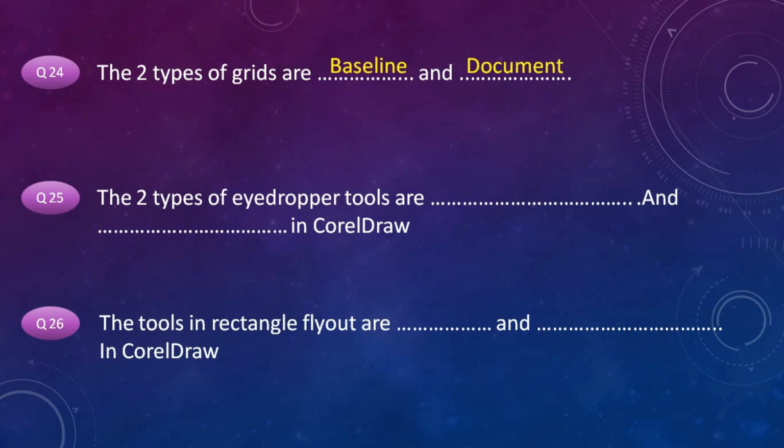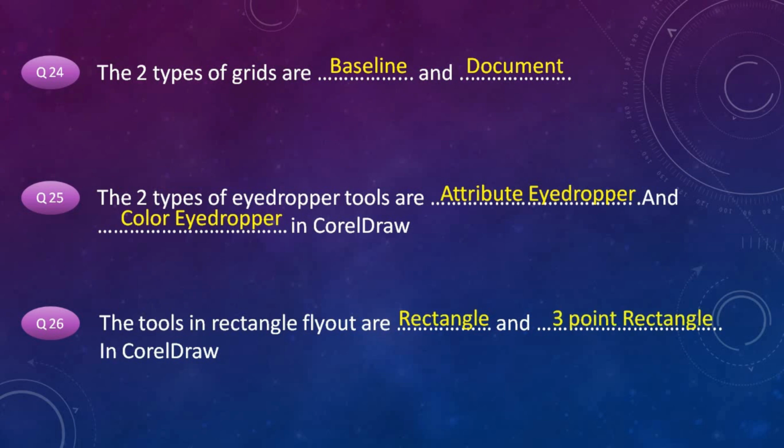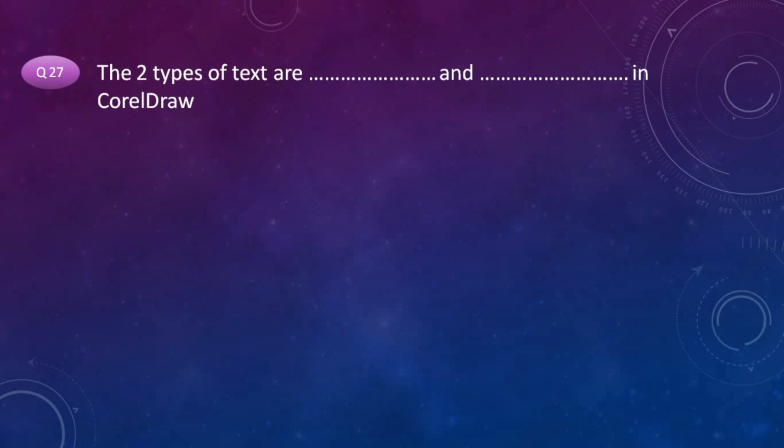The answer for this question: the two types of grids are baseline and document grid. The two types of eyedropper tools are attribute eyedropper and color eyedropper. The tools in the rectangle flyout are rectangle and 3-point rectangle tool in CorelDRAW. Next question. The two types of text are dash and dash in CorelDRAW.